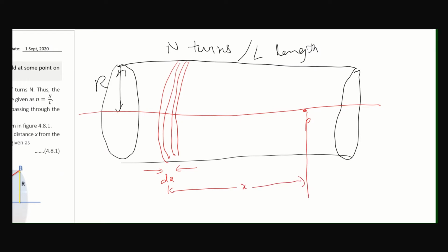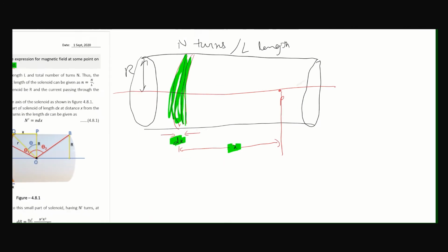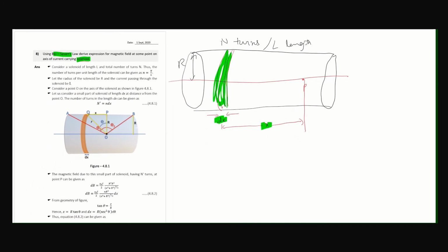What is the advantage? For all these turns I can consider that P is at the same distance x, because they are very closely packed. Moreover, this dx is very small compared to x. And the advantage is I can find the magnetic field at point P due to all these turns in one formula, which I can write as dB is equal to mu 0 I by 2 n prime r square by r square plus x square raised to 3 by 2.